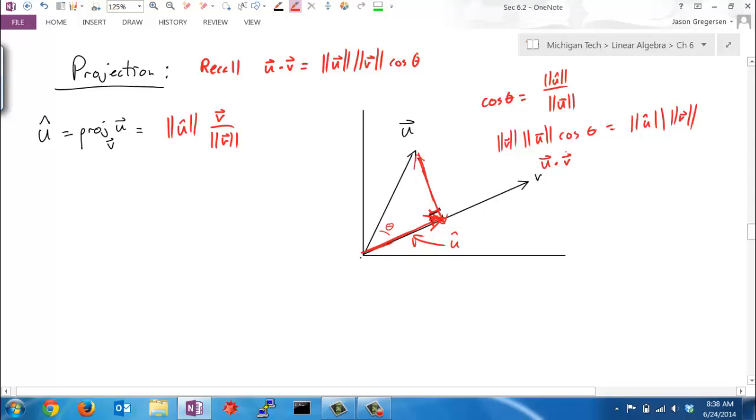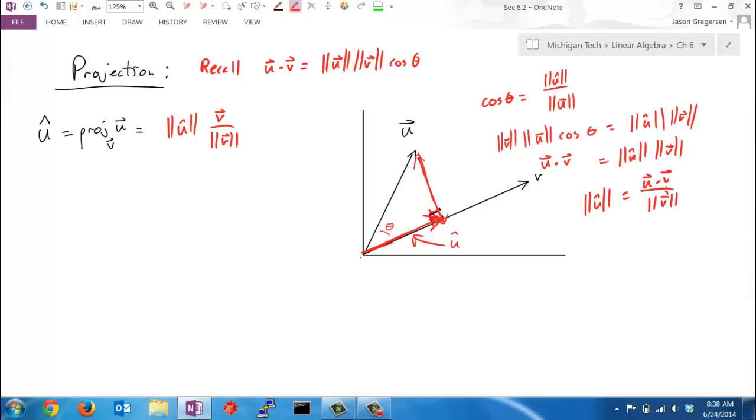Remember, I'm trying to figure out what that magnitude thing is. So now I just have to solve for it. I divide through by the magnitude of v, and I get the magnitude of the projection is u dot v divided by the magnitude of v. And I like that expression. That expression makes a lot of sense to me.